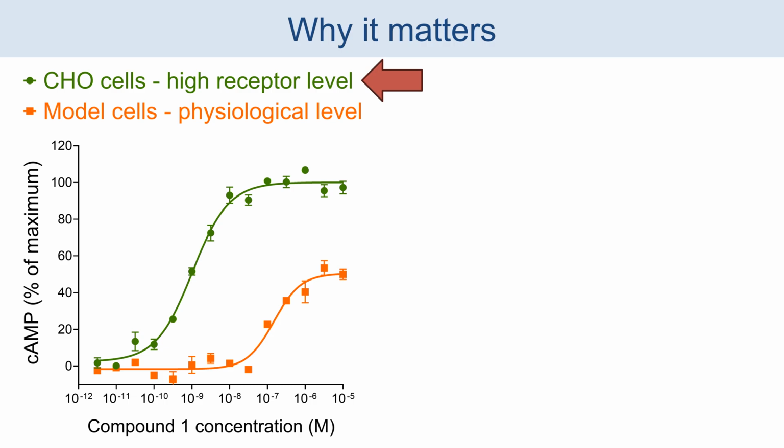For example, in green we have compound 1 stimulating cyclic AMP generation in CHO cells overexpressing the GPCR. In this assay, compound 1 is a full agonist with an EC50 here of 1 nanomolar.